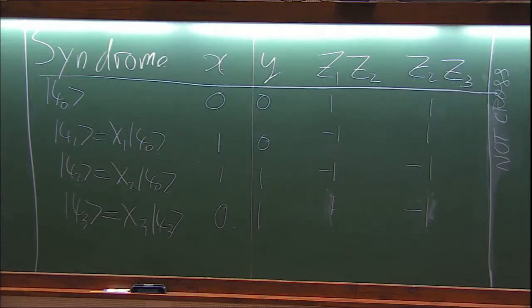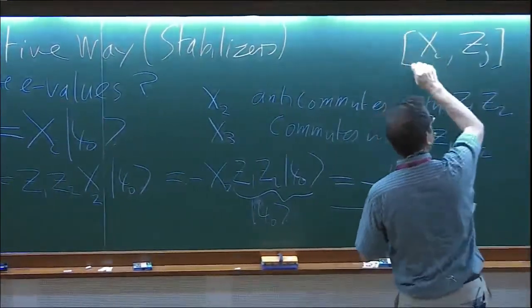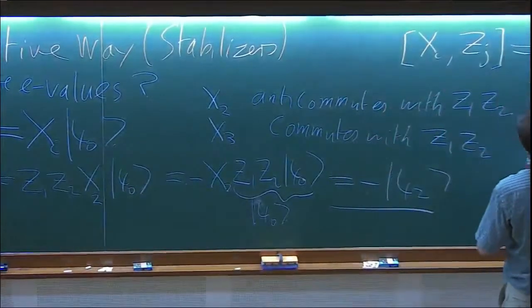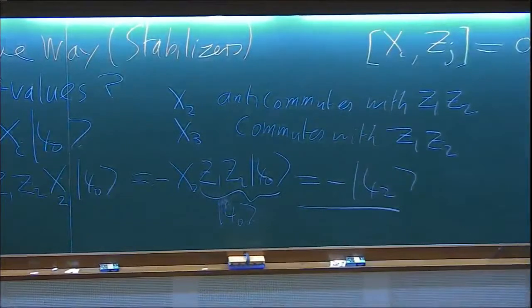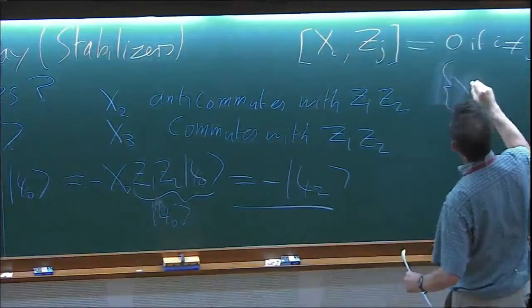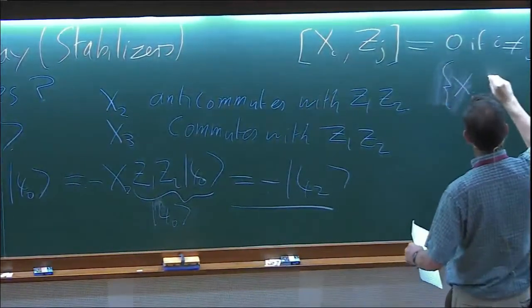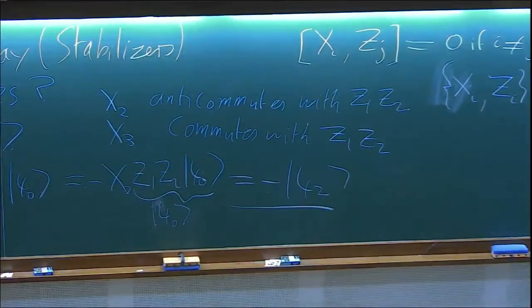Xi commutes with Zj, that's the commutator symbol, if i is not equal to j. But if i is equal to j, then this curly brackets is the symbol for anti-commutator, Xi, Zi. That's equal to 0.